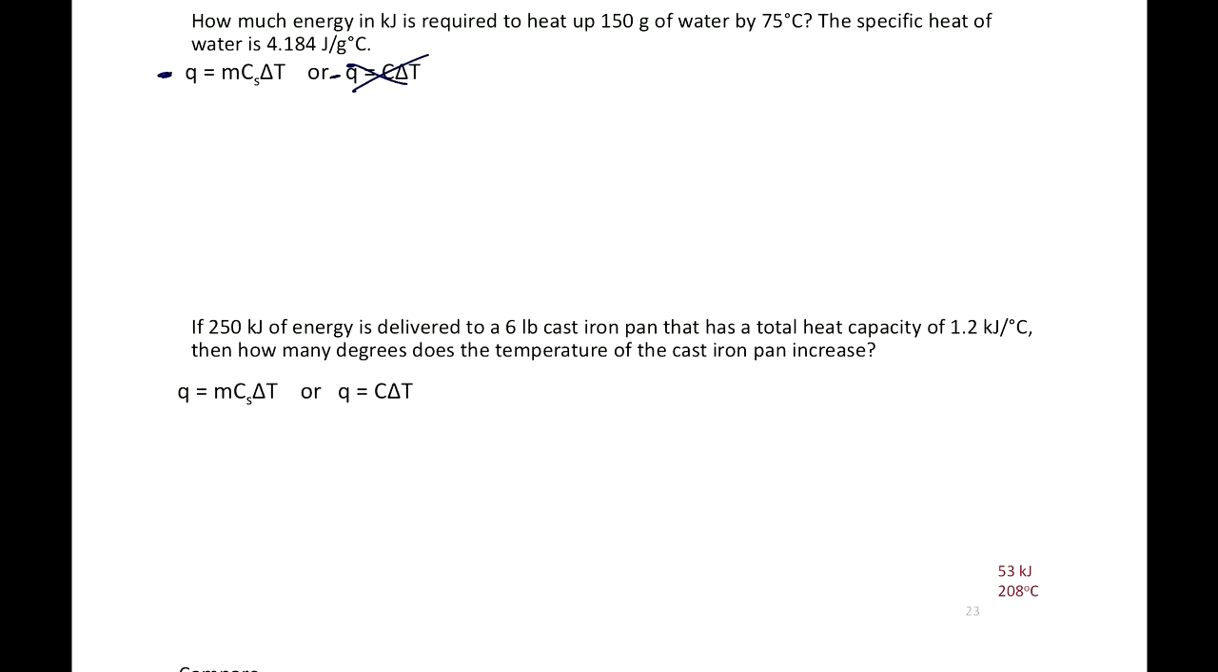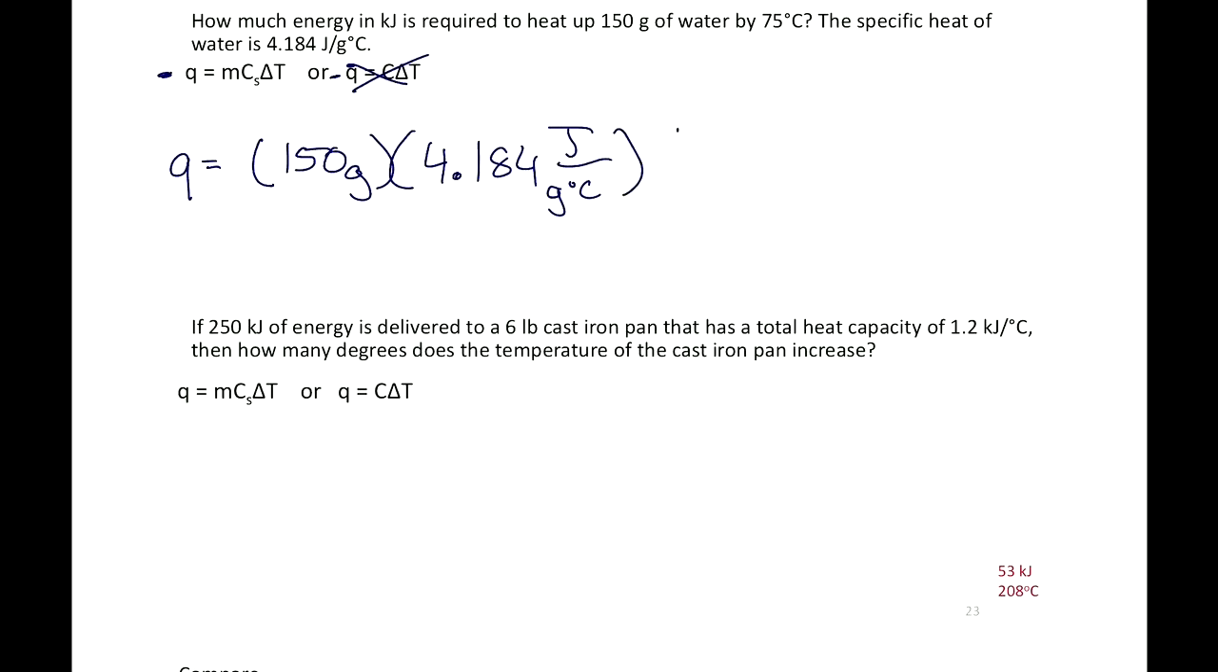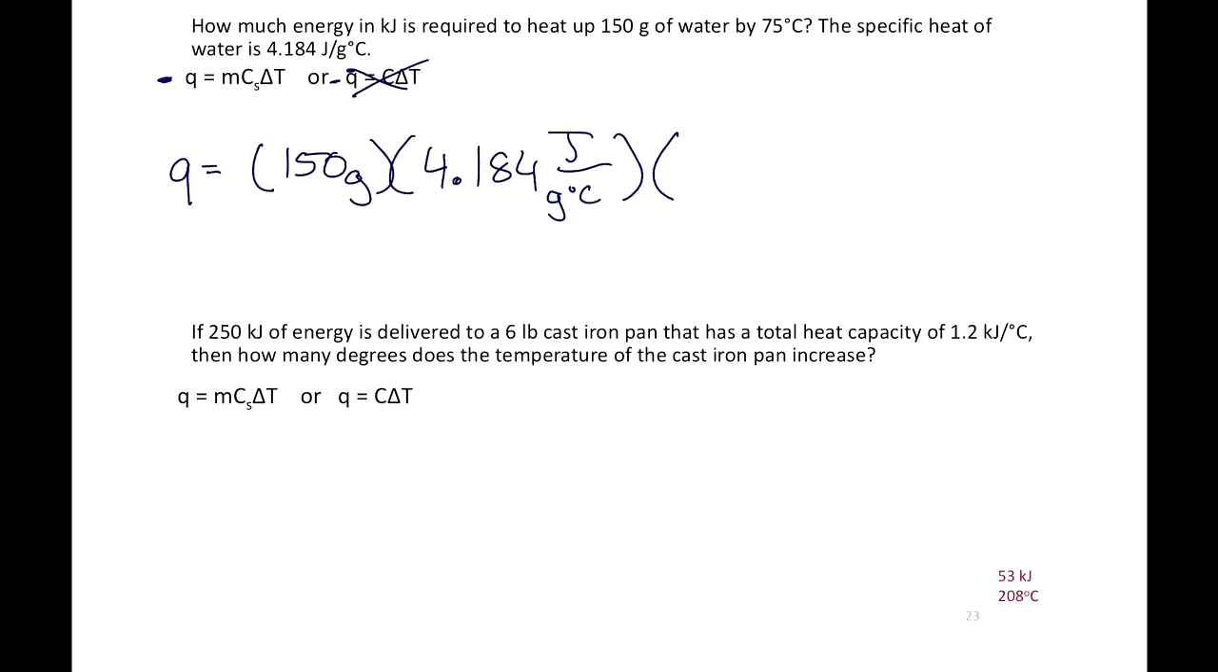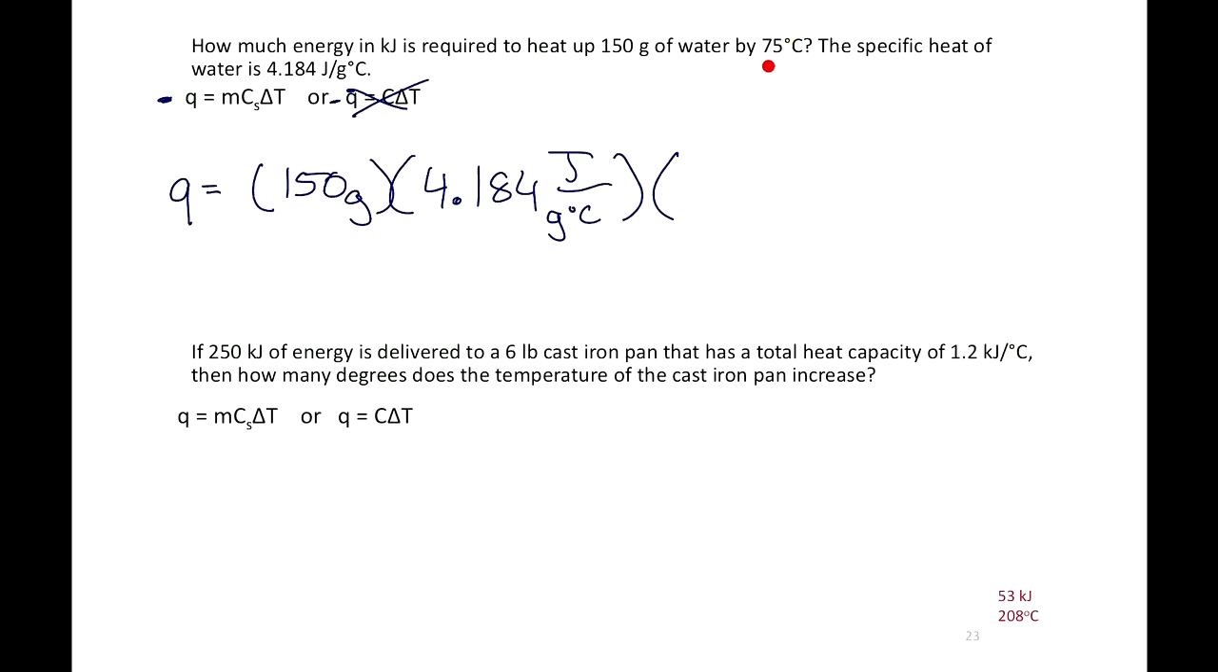So at this point, it's just like kind of plug and chug. So Q equals mass, so 150 grams. Specific heat, I give it to you, it's 4.184 joule per gram degree Celsius. And then delta T. So I just told you, heat up the water by 75 degrees Celsius. So I could have started anywhere, but I'm actually telling you straight up that this is delta T. Delta T is 75 degrees Celsius.